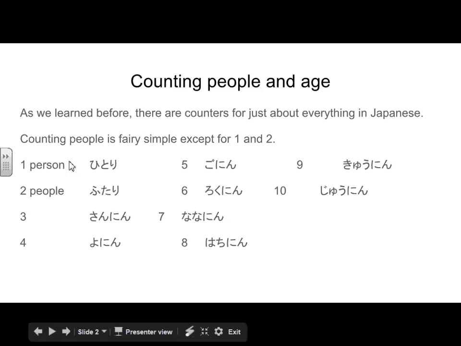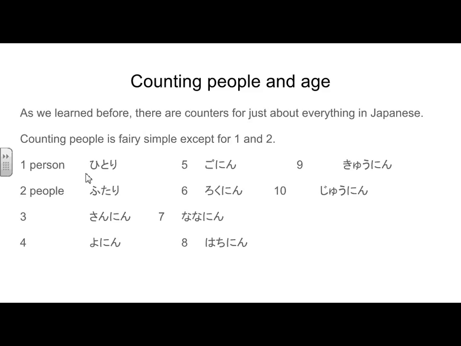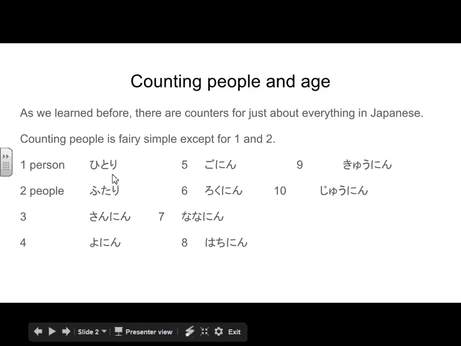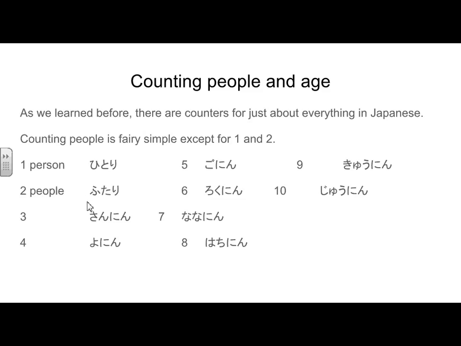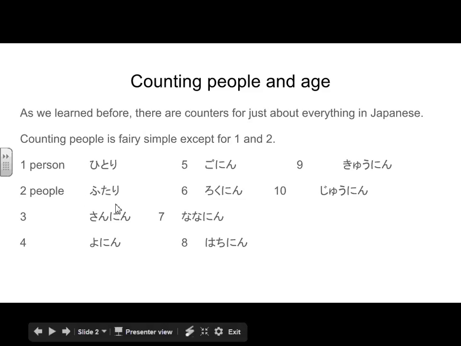This one kind of follows the pattern of the round or irregular objects for the first two. For example, one piece of candy is hitotsu, one person, hitori. Two pieces of candy is futatsu, two people, futari. After that, it follows the Japanese counting system that you first learned.